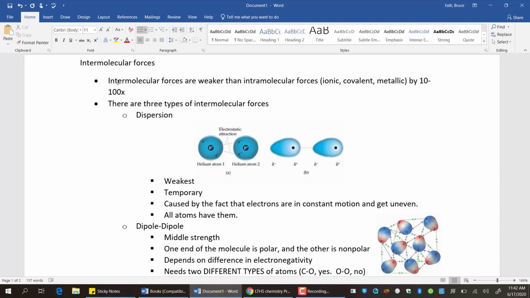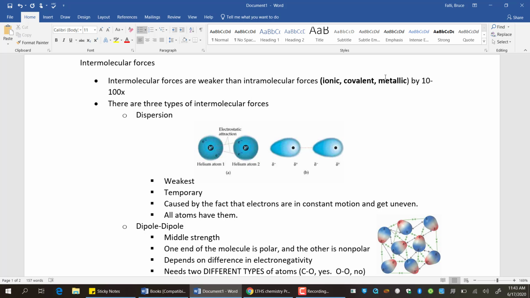So, this is Bishop Valley, and I have a question about intermolecular forces, which really the questions were about dispersion and hydrogen bonds, so I want to make sure I go over that. Intermolecular forces are weaker than intramolecular forces. Intramolecular forces are ionic, covalent, and metallic. Forces by 10 to 100 times. So they are way weaker.